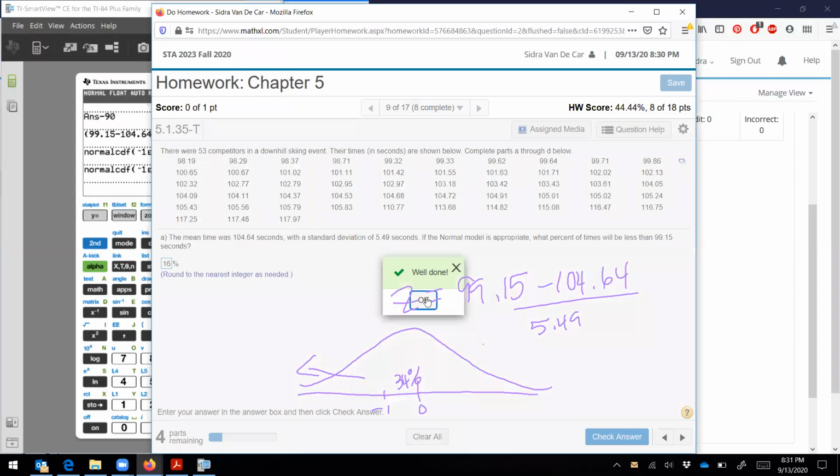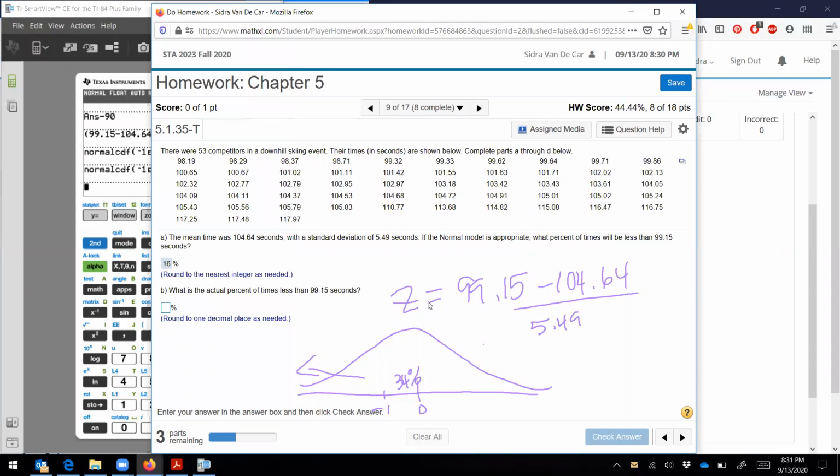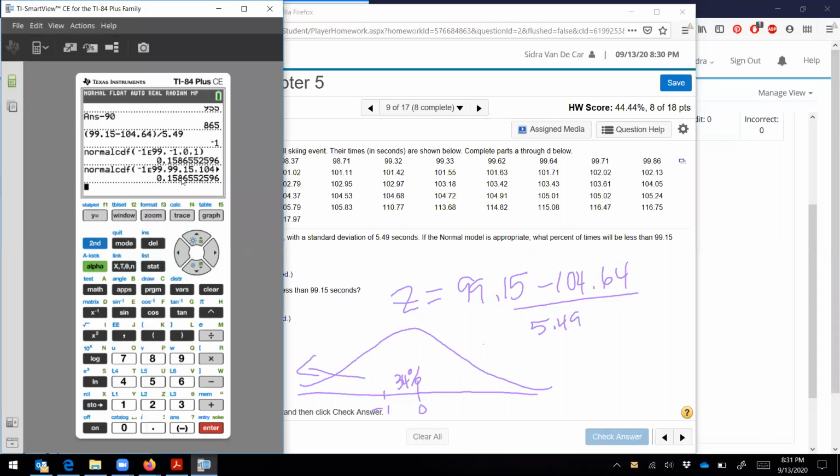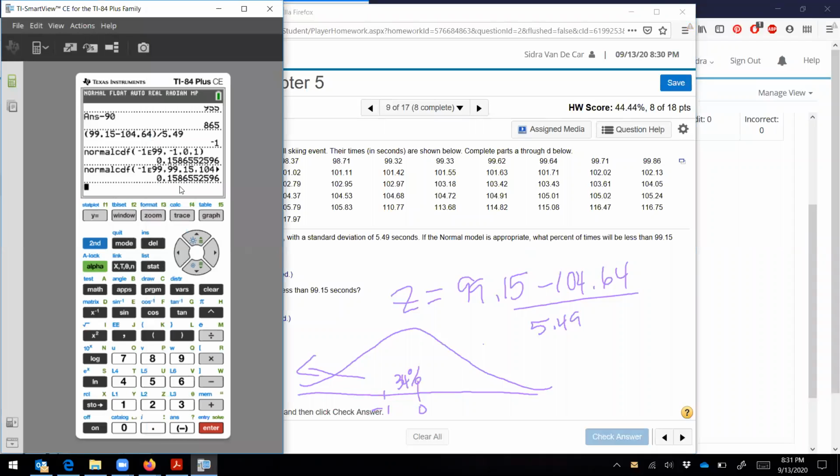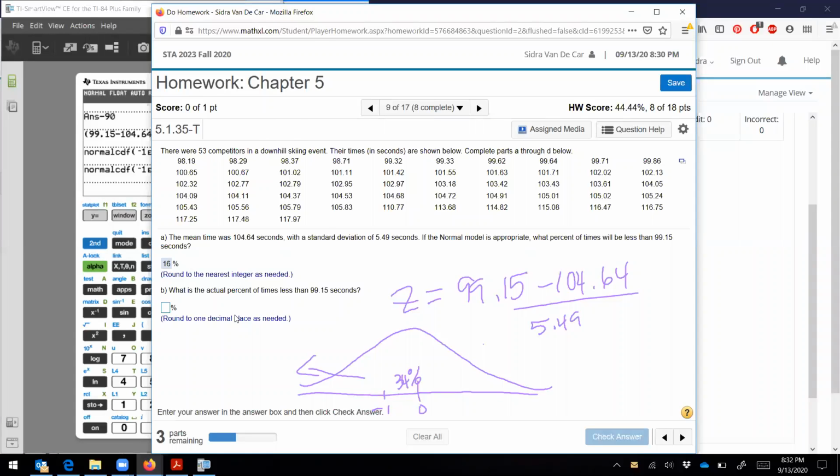Notice that's pretty close to our 68, 95, 99.7 rule. 15.87 is pretty close to 16. What is the actual percent of times less than 99.15? Round to one decimal place. We just calculated that. So 15.9.